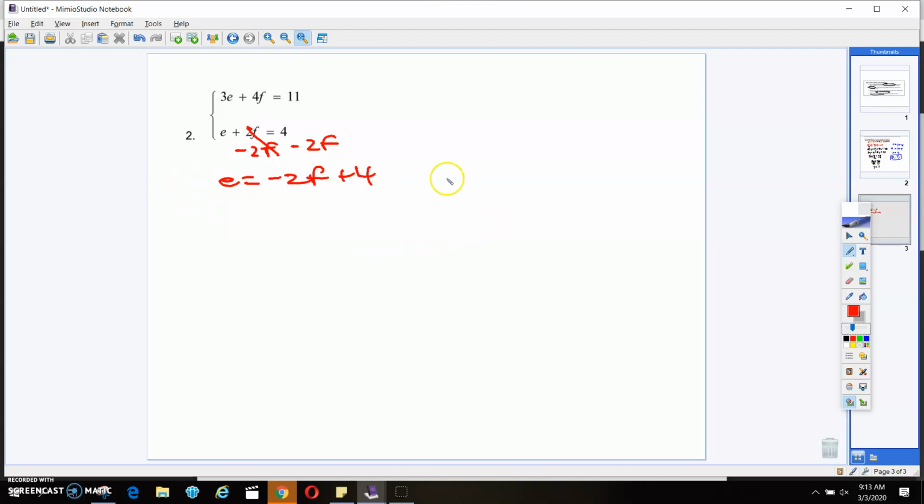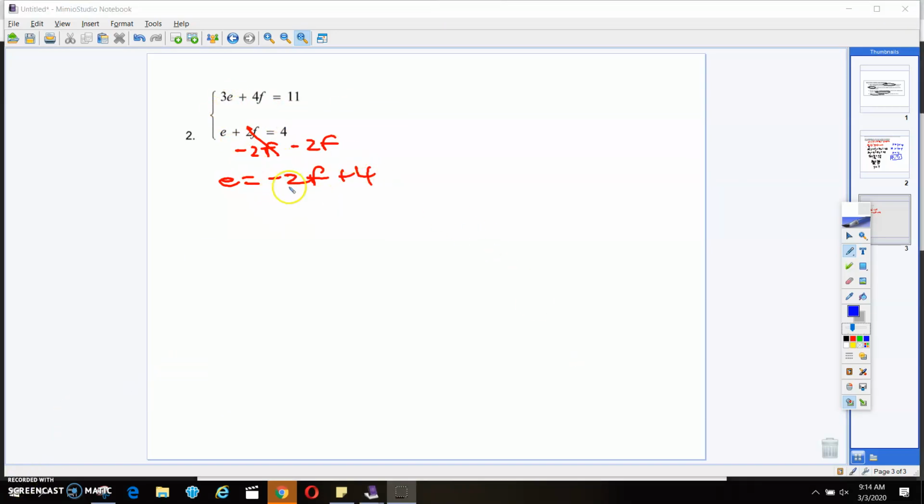Okay, so now we've got this set up the exact same way as the last problem. So we're going to take this and plug it in for E and solve. Go ahead and take a moment and try that on your own. Take this equation, plug it in for E, and then solve for F. So here it is again. Take this equation that we just solved for, plug it in for E, and then solve for F.